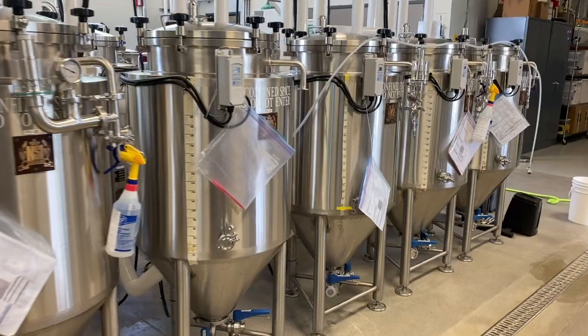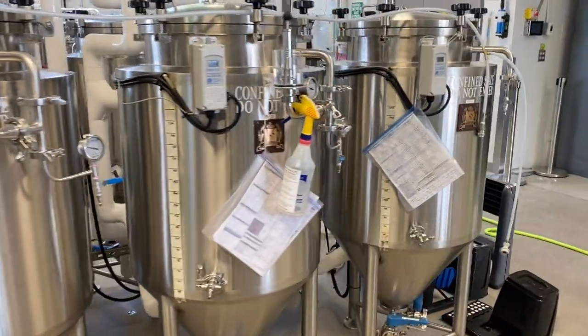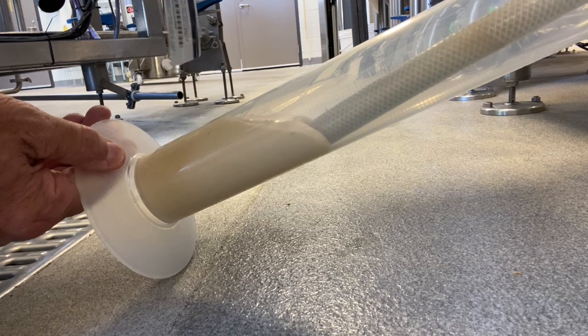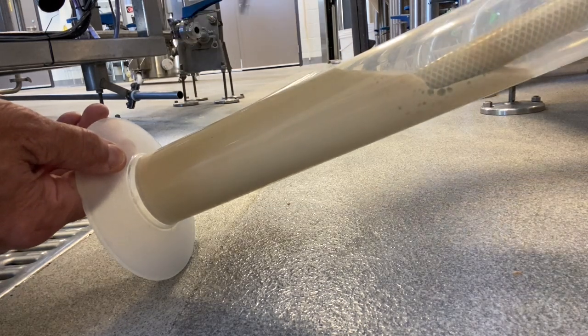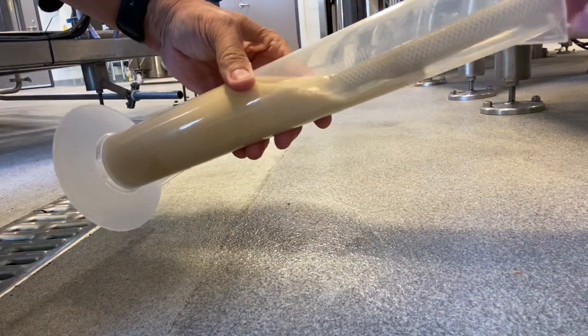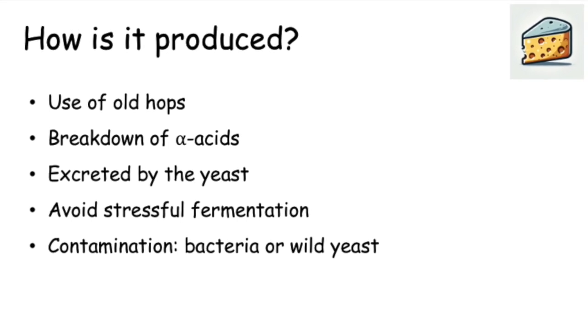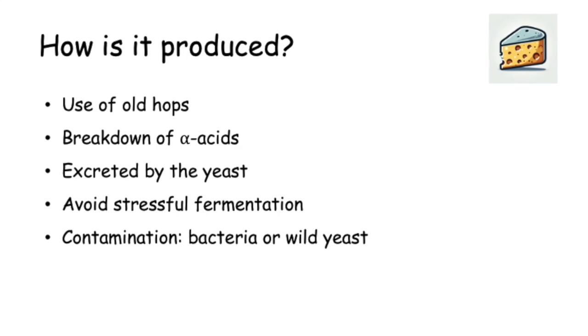During fermentation, isovaleric acid may also be excreted by the yeast as an intermediate in the formation of the amino acid valine. Some yeast strains are more prone to producing these compounds than others. Stressful fermentation conditions can increase the production. Finally, contamination from bacteria or wild yeast strains can also produce isovaleric acid.